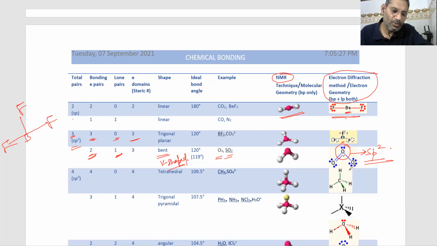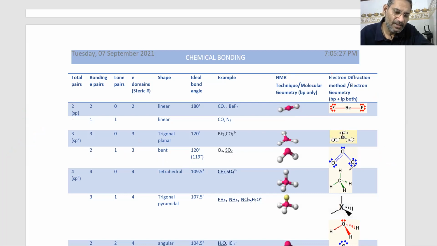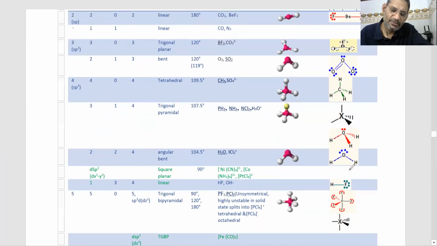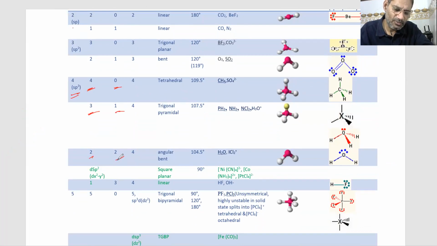Now we will go to the next. 3 is over. Now 4. Now we will talk here about 4. 4 means sp3. It can be 4 plus 0, 3 plus 1, 2 plus 2, or it can be 1 plus 3 also. So 4 plus 0 means all 4 are bonding. Example is CH4. Then SO4 2 minus can also be there. Shape will be tetrahedral. Bond angle will be 109.5 degree.